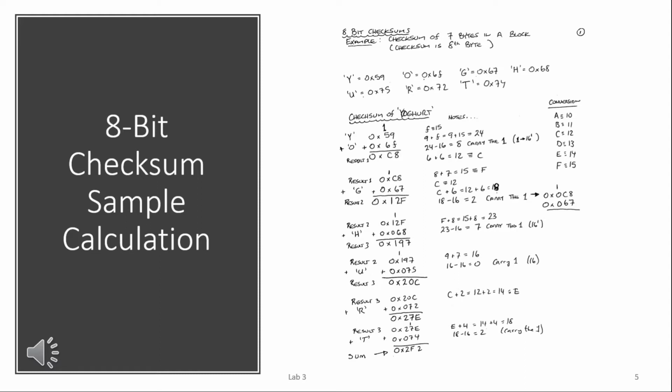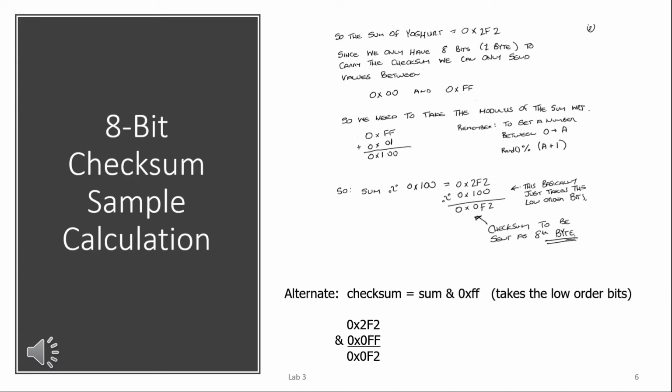And we'll continue with the mod operation on the next slide. So we see the sum is 2F2. The mod operation uses 1 plus the largest value. That's what we're going to take the mod with: 2F2 mod hex 100.